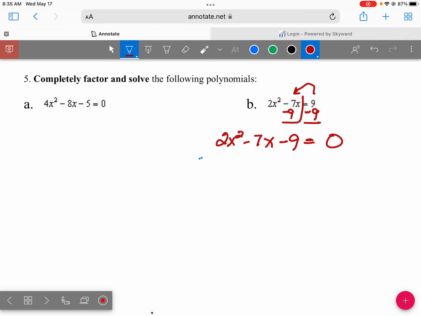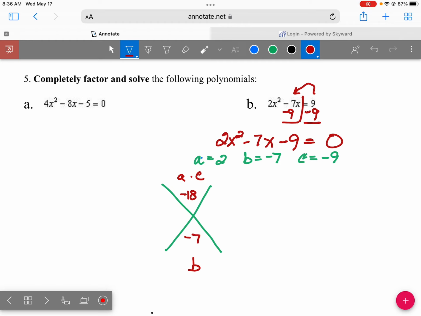All right, it's set equal to 0. Now I can find my ABCs. A is equal to 2. B is equal to negative 7. C is equal to negative 9. When I have 3 terms and I need to factor and solve, what method am I going to use? X-box. X marks the spot. So I need A times C up at the top and B at the bottom. A times C is 2 times negative 9, which is negative 18, and B is negative 7.